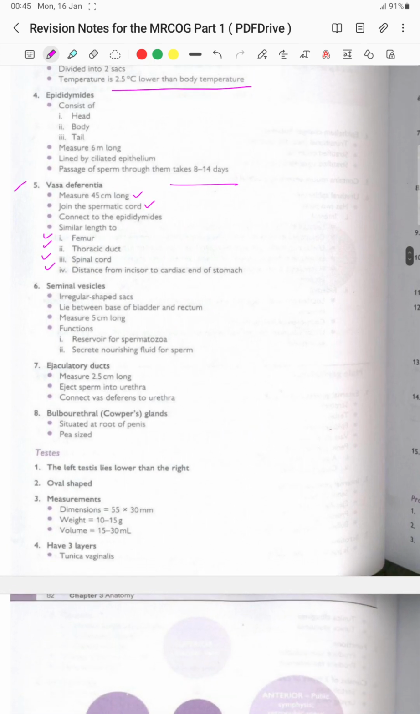The seminal vesicles are irregularly shaped sacs and they lie between the base of the bladder and the rectum, and they measure 5 centimeters long. Their functions are that they are the reservoir for the spermatozoa and they secrete nourishing fluids for the sperms.